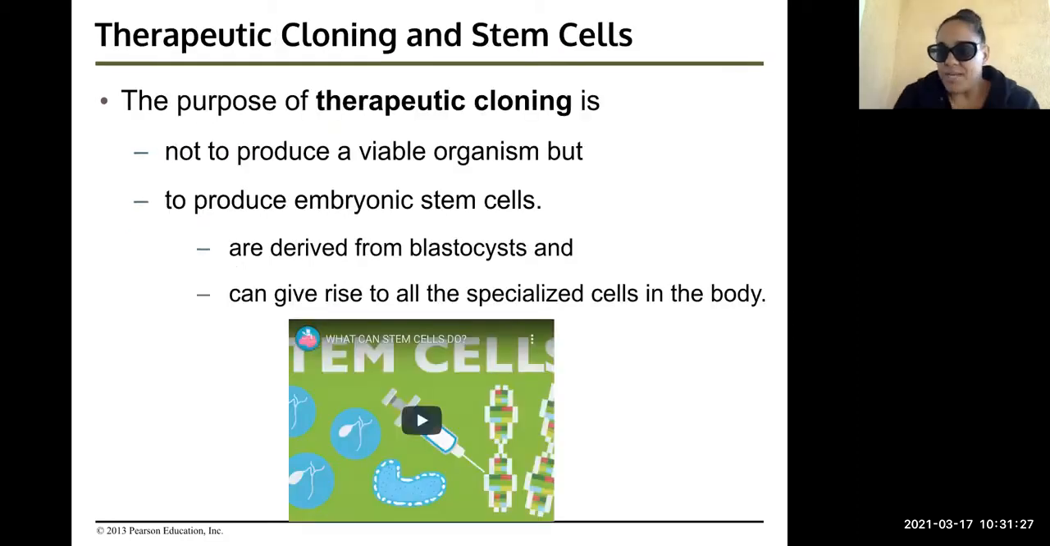Therapeutic cloning is what most scientists concentrate on. And the purpose of therapeutic cloning is not to produce a viable organism, but to produce embryonic stem cells. These are derived from blastocysts and can give rise to all the specialized cells in the body.